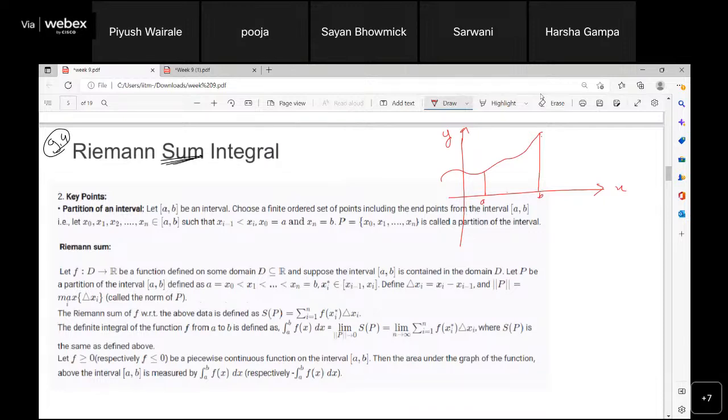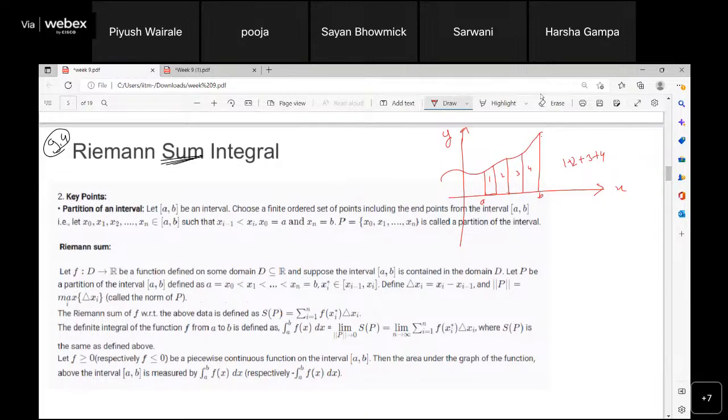What the Riemann sum integral is telling us is that we need to divide this particular area into small intervals and find the area of each. So if I divide like this, into 4 intervals, 1, 2, 3, 4, and find the area of each, then I can simply add the areas of 1 plus 2 plus 3 plus 4 to get the area under this curve.